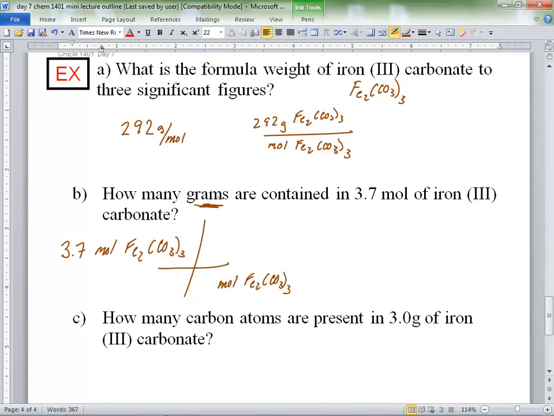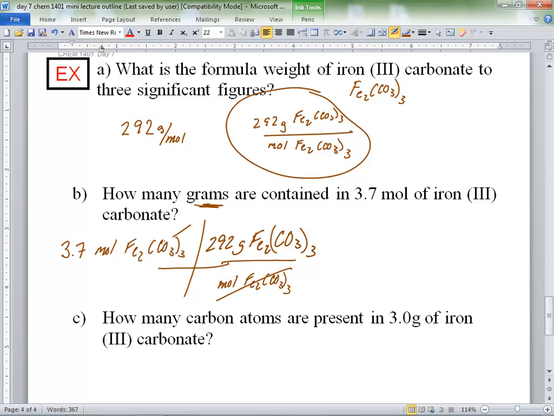The 292. It goes where? On the top. You're going to write this verbatim. You're going to use that conversion factor: 292 grams of iron 3 carbonate. See, by writing out all those units, it really simplifies things. It stares at you what to do.